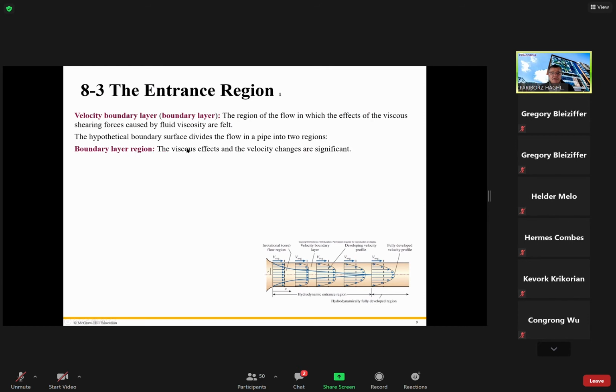In the boundary layer region, the viscosity effect and the velocity change are significant. In this region, the velocity is very affected by the viscosity of the fluid. In the irrotational flow region, in the sense that we discussed here, the center is not influenced by the viscosity. This region we call the irrotational flow region.